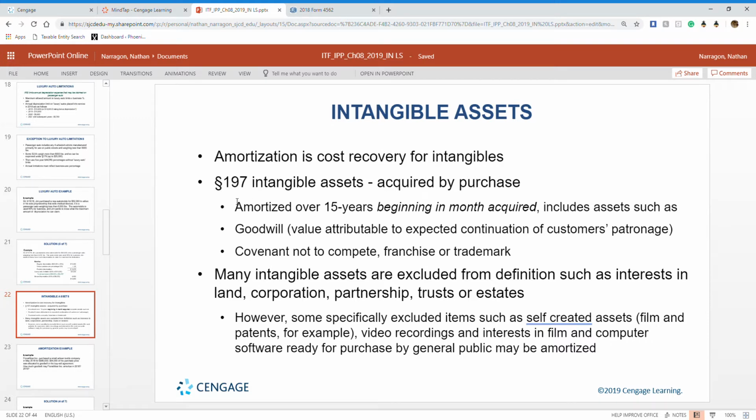And again, this is known as Section 197. It covers goodwill, value obtainable, and covenants not to compete. That's one of those non-compete clauses, franchises or trademarks, such and such, any asset that we cannot physically touch. Many intangible assets are excluded from this.